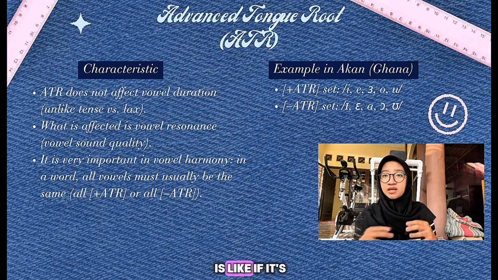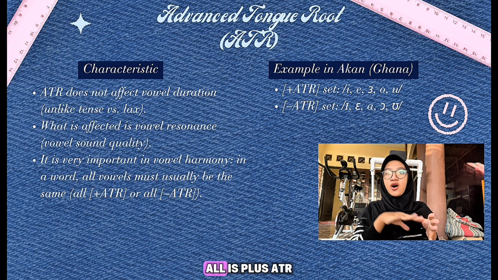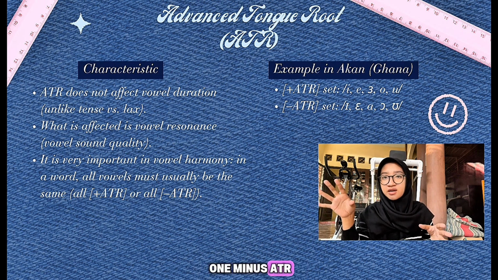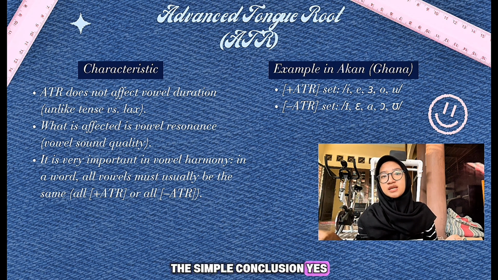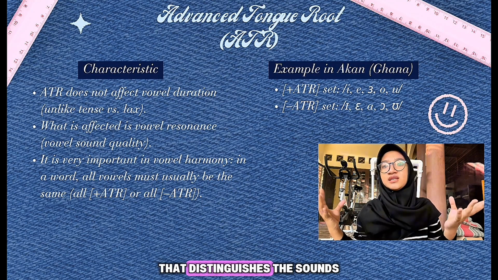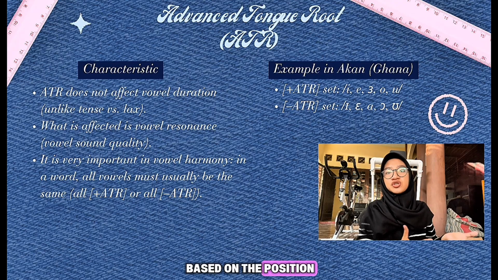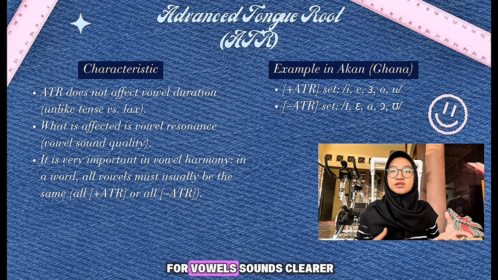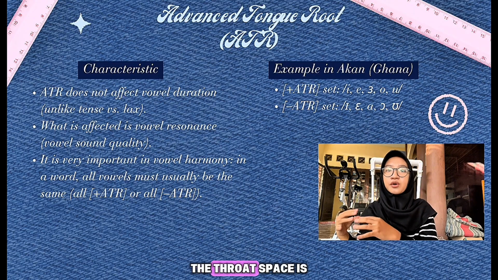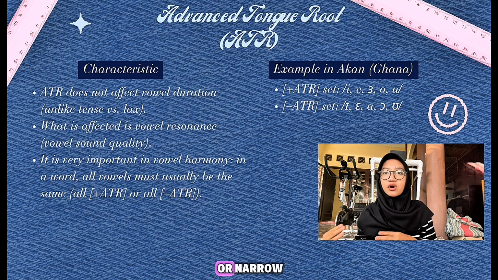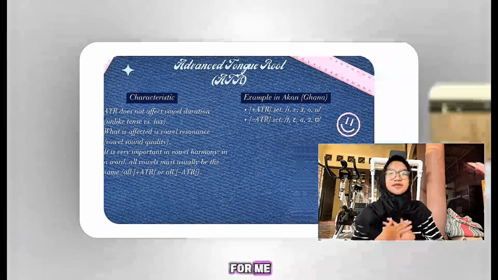I think the example is like if it's plus ATR, all is plus ATR, it cannot be mixed. There is one minus ATR. The simple conclusion about ATR is that it is a vowel feature that distinguishes sounds based on the position of the tongue root, forward or not. Plus ATR vowels sound clearer because the throat space is wider, while minus ATR sounds more close or narrow. I think that's all from me.